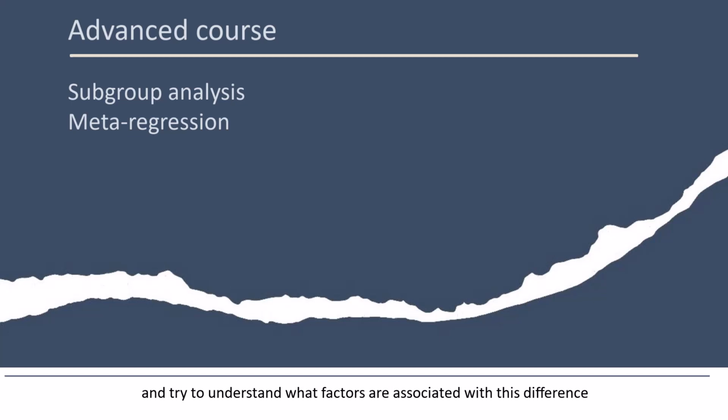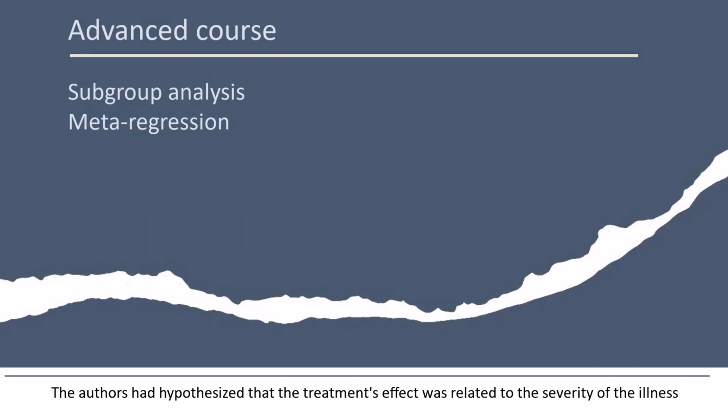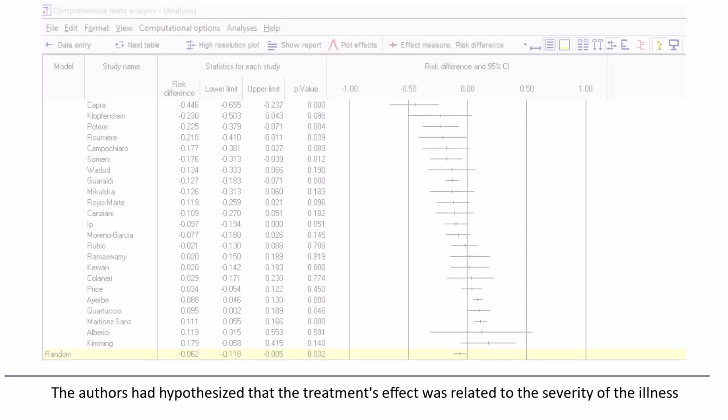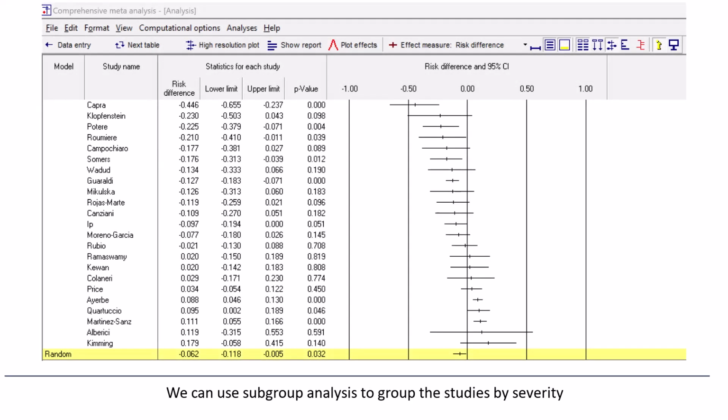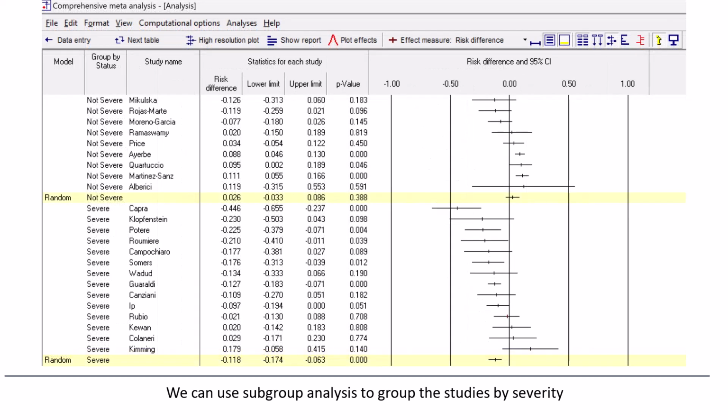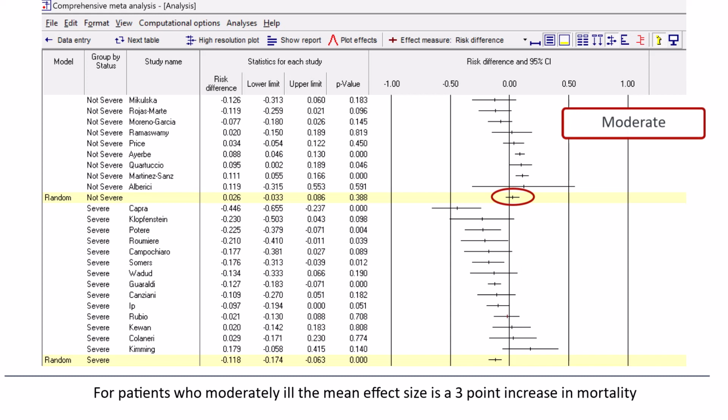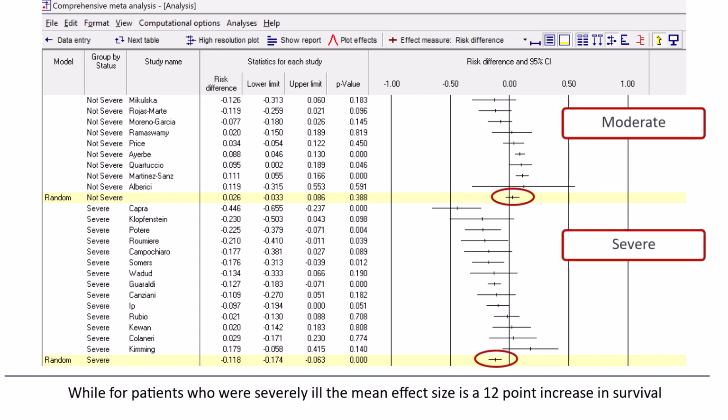In the advanced course, we will revisit this analysis and try to understand what factors are associated with this difference. The authors had hypothesized that the treatment's effect was related to the severity of the illness. We can use subgroup analysis to group the studies by severity. For patients who were moderately ill, the mean effect size is a 3-point increase in mortality, while for patients who were severely ill, the mean effect size is a 12-point increase in survival.